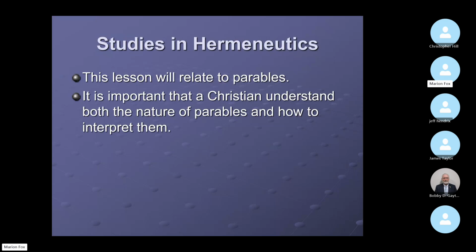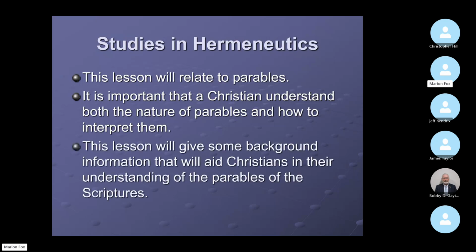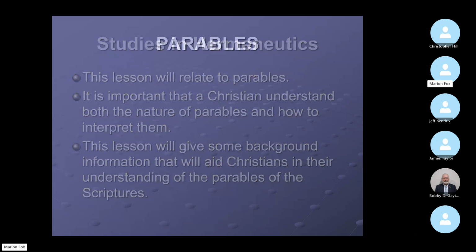This is a very important technique of teaching that Jesus used. He's the primary one that used parables in the Bible. And it's important that we understand both the nature of parables and how to interpret them, because we can sure get misled if we're not using good techniques for hermeneutics. We're going to give some background information that I believe will aid us in our interpretation of the parables of the scriptures.